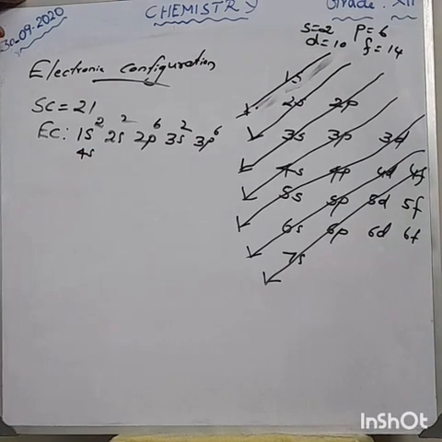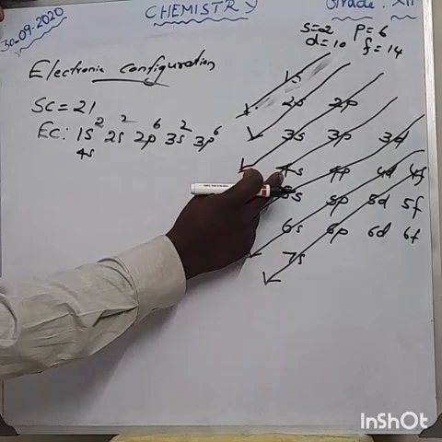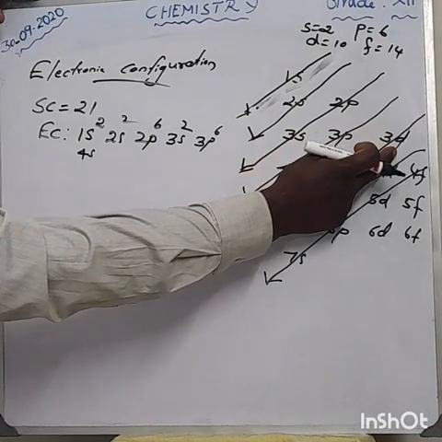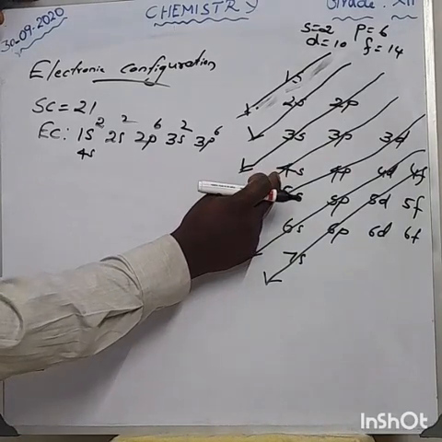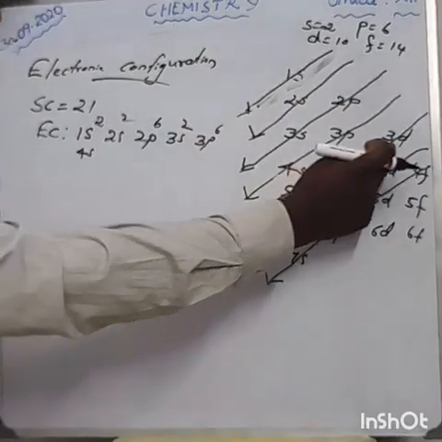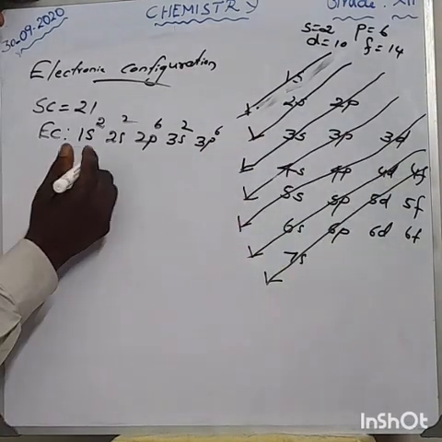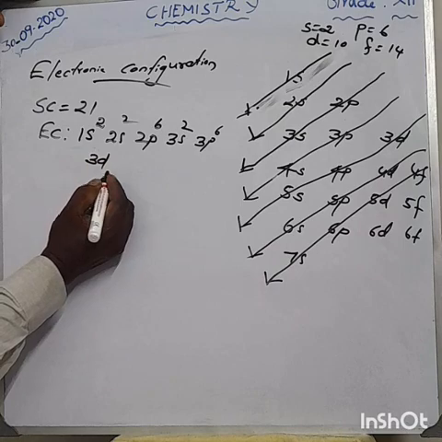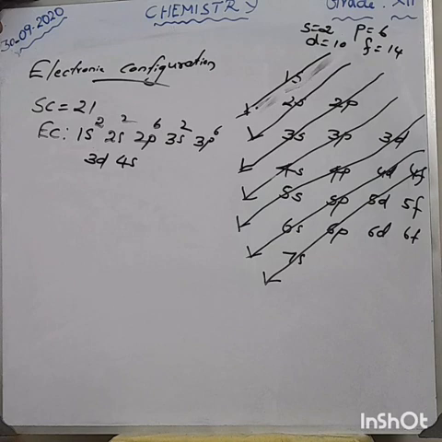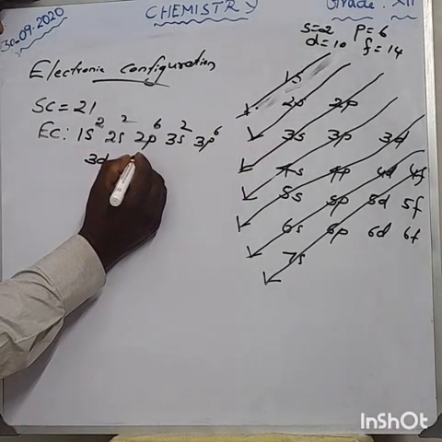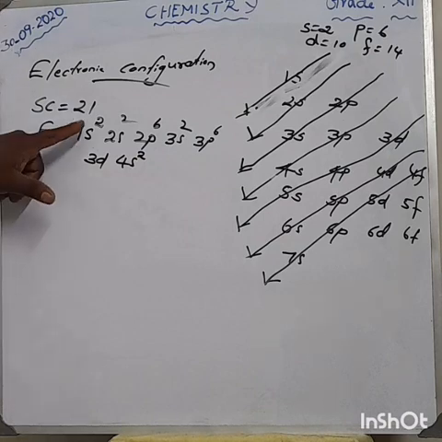4s. Okay, right? But here, as per the transition series, before the 4s, you should write 3d. Clear? After the 3p, don't write the 4s. Before the 4s, you should write 3d. So after 3p, you should write 3d. Last, you should write 4s. How many electrons? 2 electrons. Okay, now we count it.